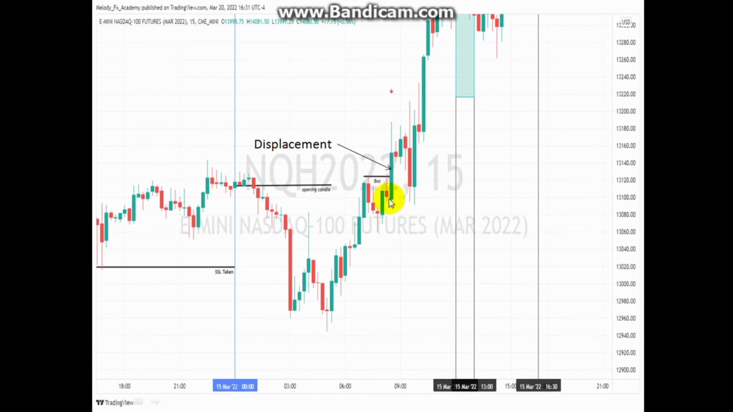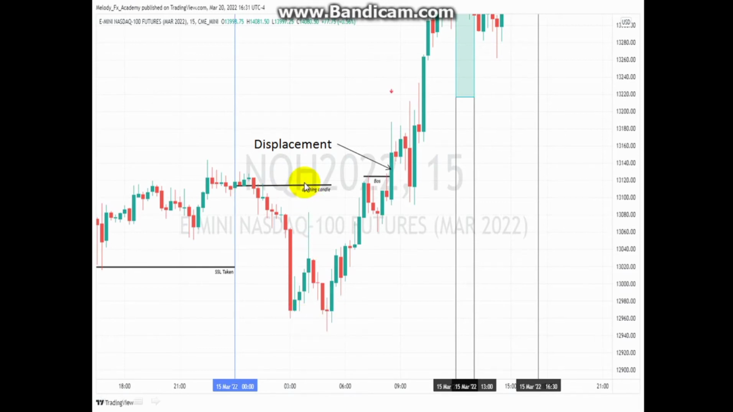Remember, we were looking for two things to happen. We are either anticipating some major run on sell side liquidity, or we are looking for displacement. As you can see, there was no run on sell side liquidity, but there was displacement. And combined with the fact that we are close to the opening candle for the day, this is the 12 a.m. candle that opened up on Tuesday's trading day.